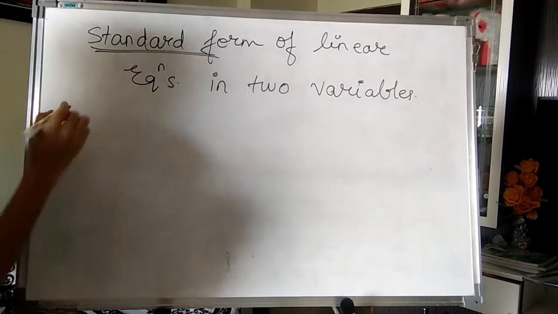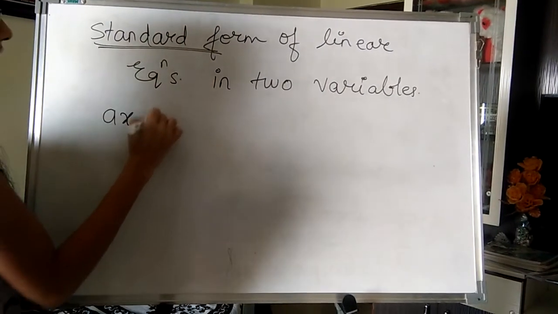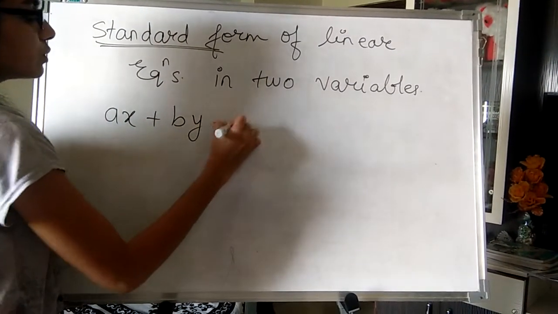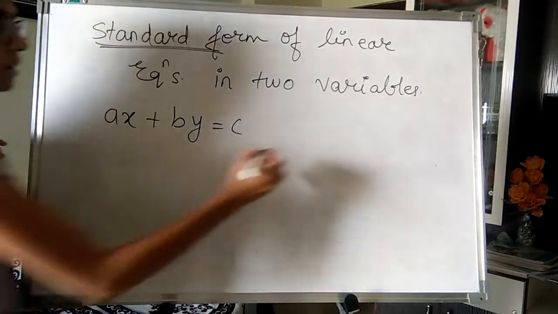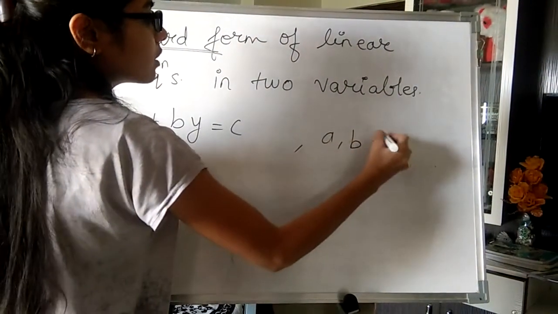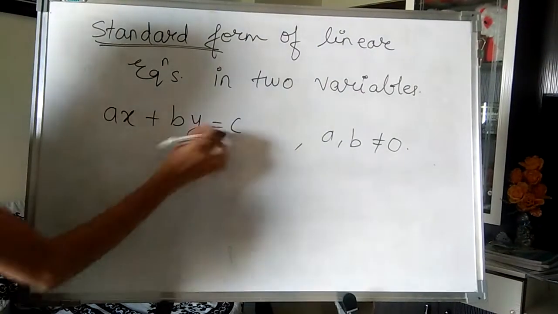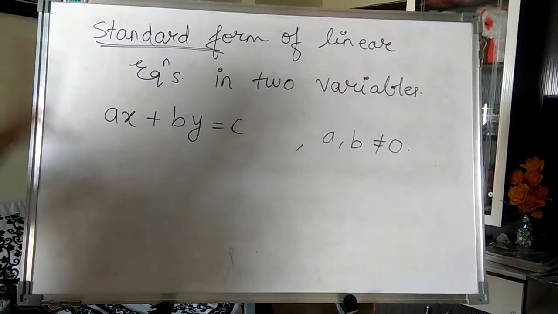So what is the standard form of linear equation? ax plus by is equal to c. This we have already seen, where a and b are not 0, they cannot be 0, and c can be 0, it is a real number.